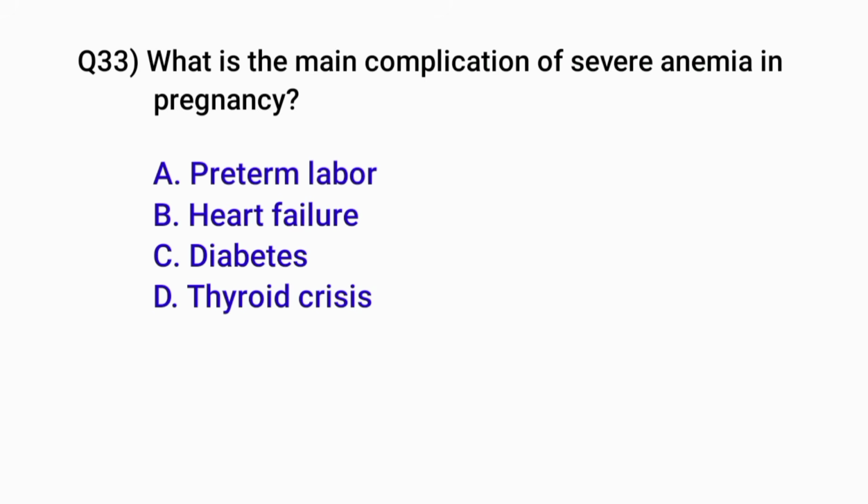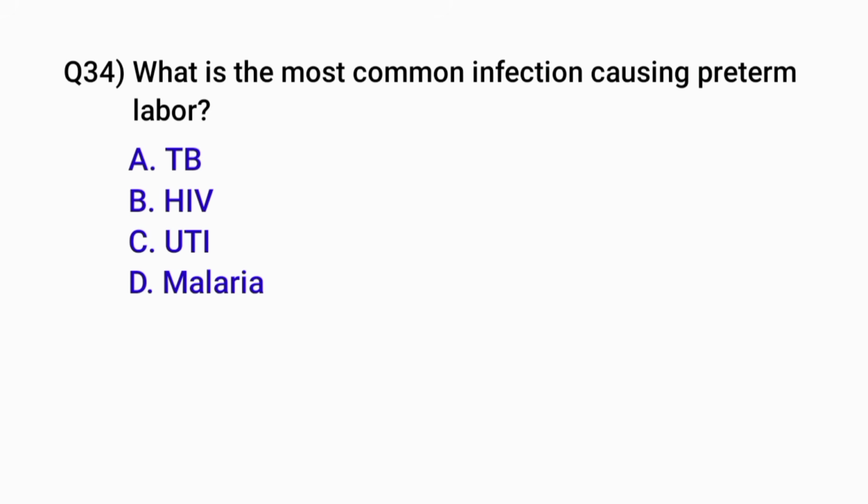Question number 33. What is the main complication of severe anemia in pregnancy? Correct option is B, heart failure. Question number 34. What is the most common infection causing preterm labor? Correct option is C, UTI.